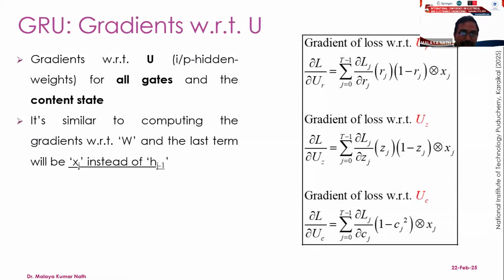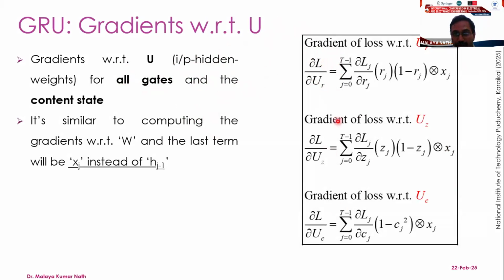Similarly, the gradient with respect to U. How to calculate U? What is U? U is nothing but the weight associated with the hidden state to the output. Sorry, input to the hidden weight. So U is nothing but the input to the hidden weight. For all the gates and the content state, we have to calculate the derivative of loss with respect to U.